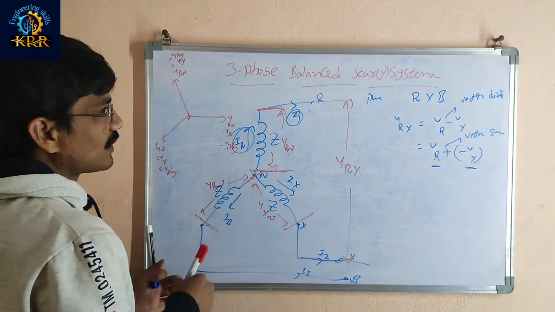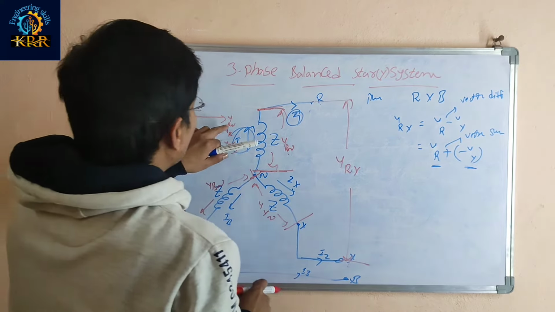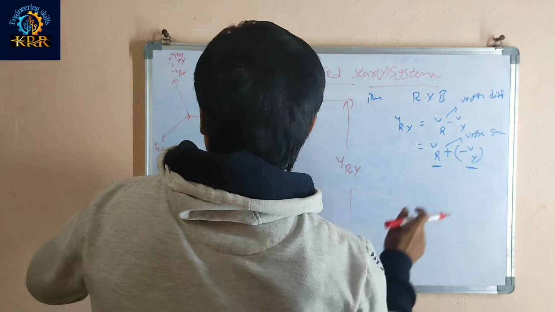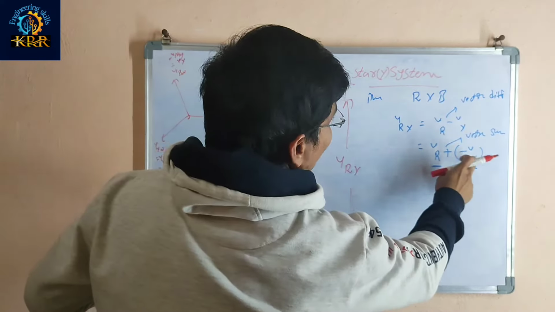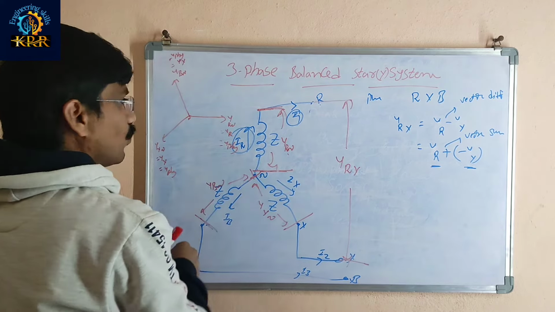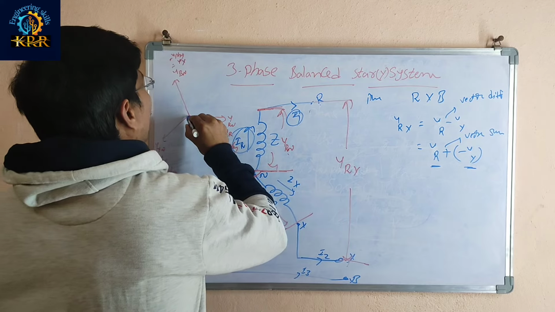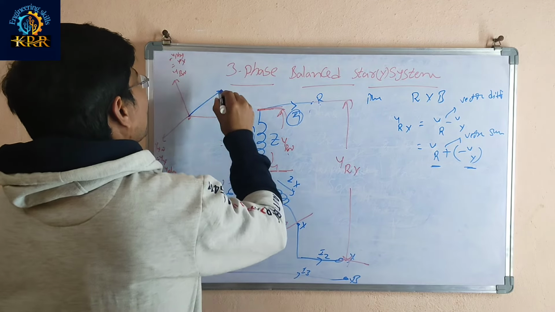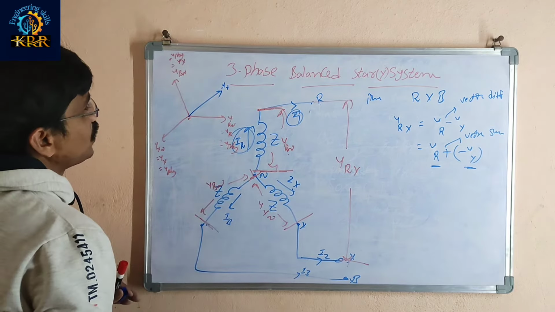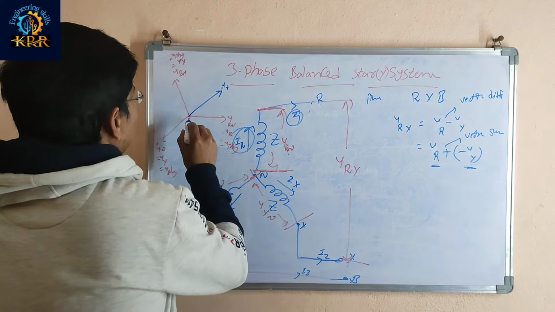Now we go for the phasor diagram. This is the voltage at R plus minus voltage at Y. Here voltage at Y is there, and minus voltage at Y is just quite opposite, but with the same magnitude. This is called minus voltage at Y.